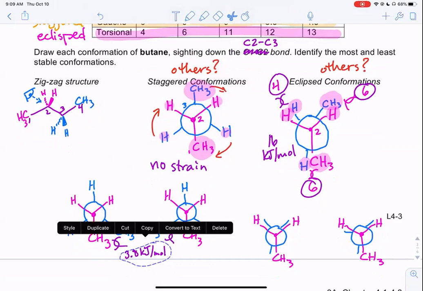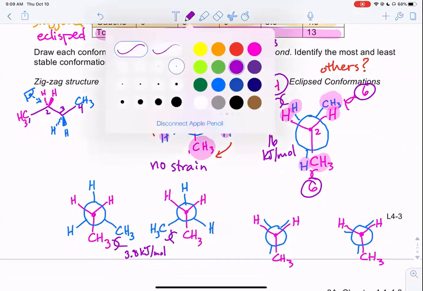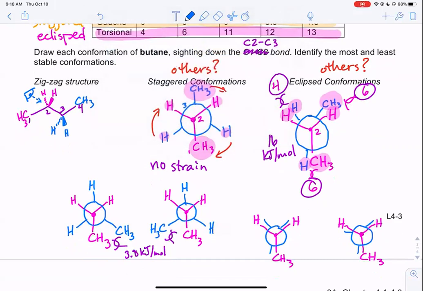Over here with the eclipsed conformations, instead of having that methyl group up and to the right, this is going to be our least stable, where we have the biggest groups next to each other.